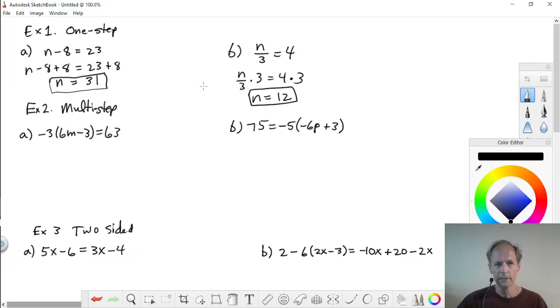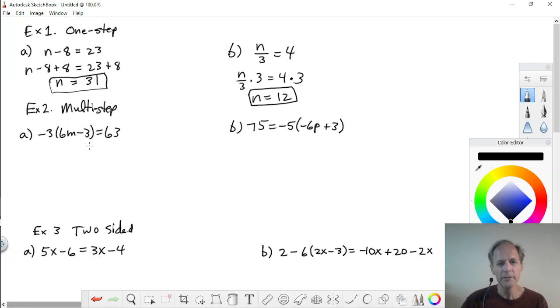Now I mentioned we can check these, right? In the first one, plug 31 in for n in the original equation. 31 minus 8 is 23. Here you put 12 in for n. 12 over 3 is 4, just like it says. So they both check. We won't check all of these. If you have time, it's always a good idea on a test or quiz, just check them.